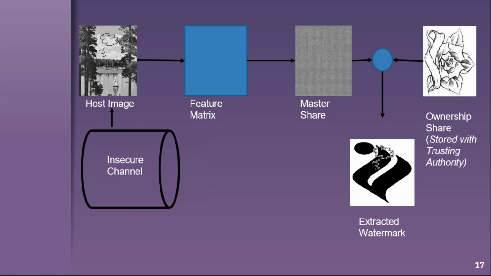From the feature matrix, we again create a master share, and now we overlap that master share with the key share, or the ownership share that was stored with the owner, and we are able to extract back the watermark. Now on the watermark, you can see the cloud and the three birds have been labeled. So the watermark is not received the way it was originally. The original watermark is not extracted, but the parts which were tampered or modified are labeled, like we can see their boundaries, or those gray parts on the image.